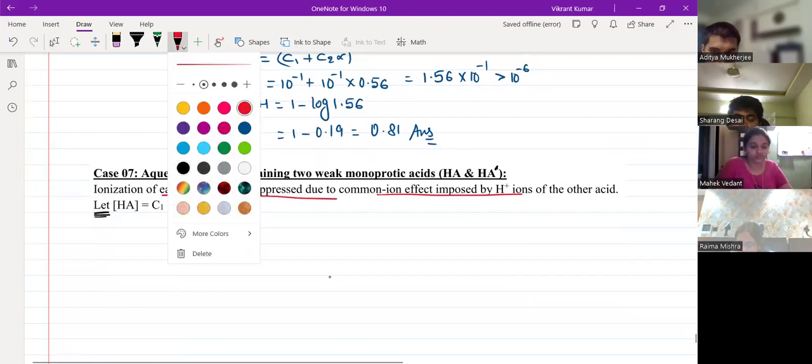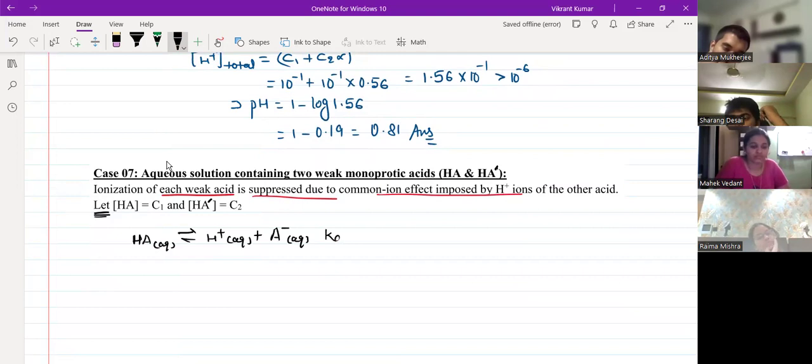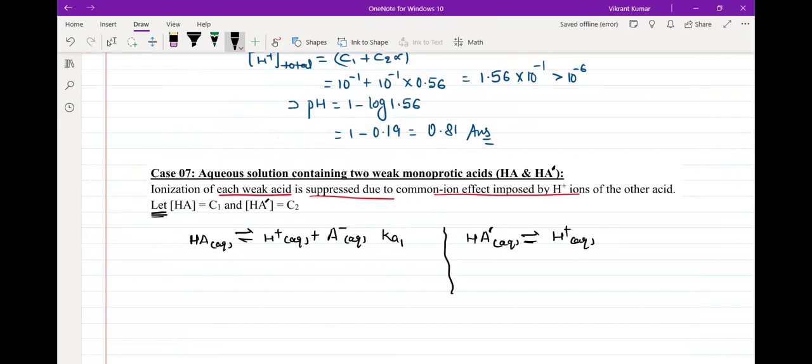So in first case, I'll be writing ionization of HA. This time both of them are weak acids, है ना? HA लिखा, so that is going to give you H plus aqueous plus A minus aqueous. And मान लो इसके लिए K का वैल्यू K1 ले लिया. And दूसरा जो एसिड है, which is HA dash, so that is going to give you H plus aqueous plus A dash minus aqueous. इसके लिए मान लो कुछ K2 is the ionization constant.